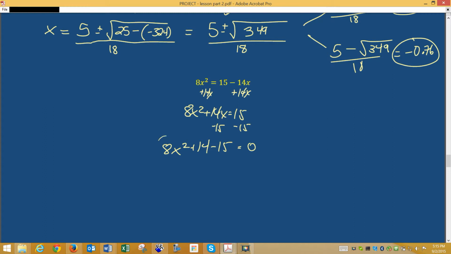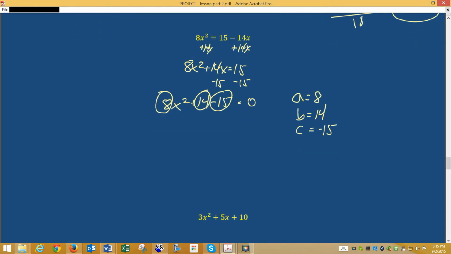Okay. So I've got my value for a, b, and c. So a equals 8 in front of the x squared. The number in front of the regular x is the 14. And my c is negative 15. Okay, so I'm going to write out the quadratic formula. You don't need to memorize the quadratic formula. It's going to be given to you for everything on your formula sheet. And that's b squared minus 4ac over 2a. So now just fill them in.